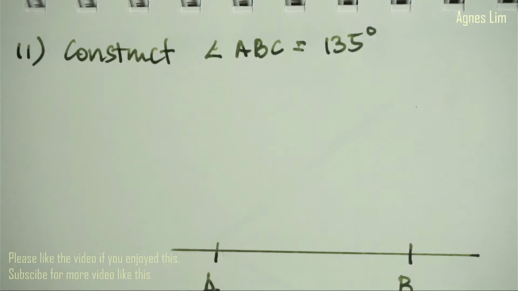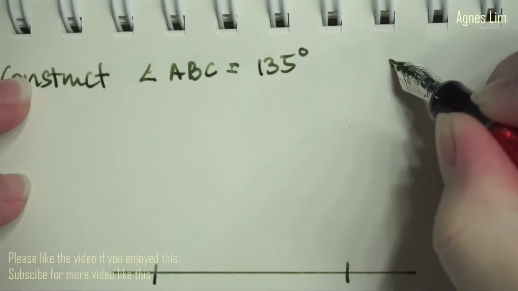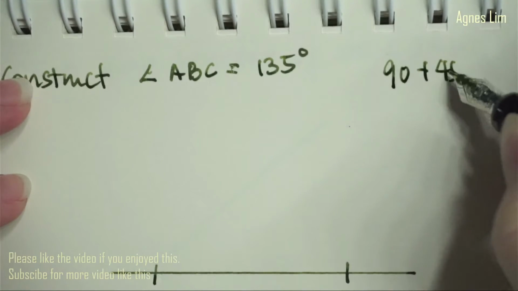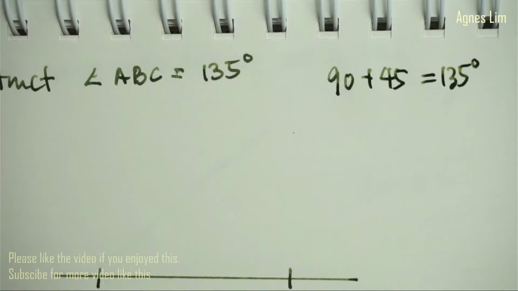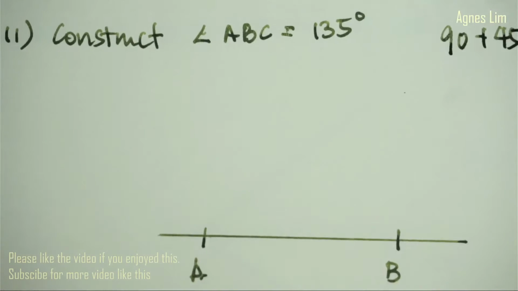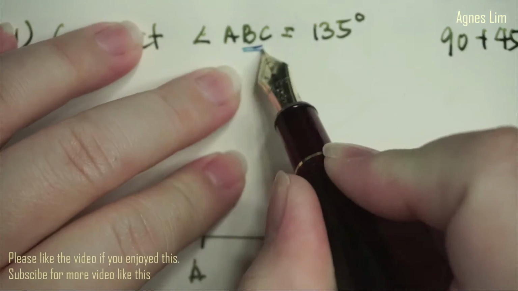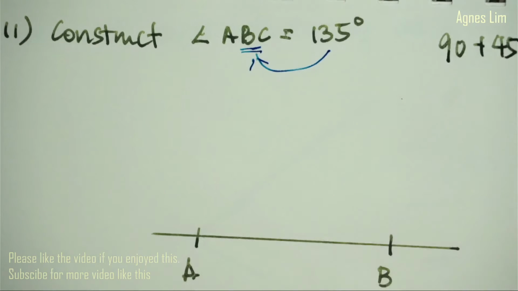1, 2, 3, 4, 5. Do you have your answer? Now if your answer is, okay, your answer is 90 plus 45, yes. Okay, so 90 plus 45 in order to get 135. Okay, so our angle is ABC, 135. Now B is in the middle, means that angle B will get 135.